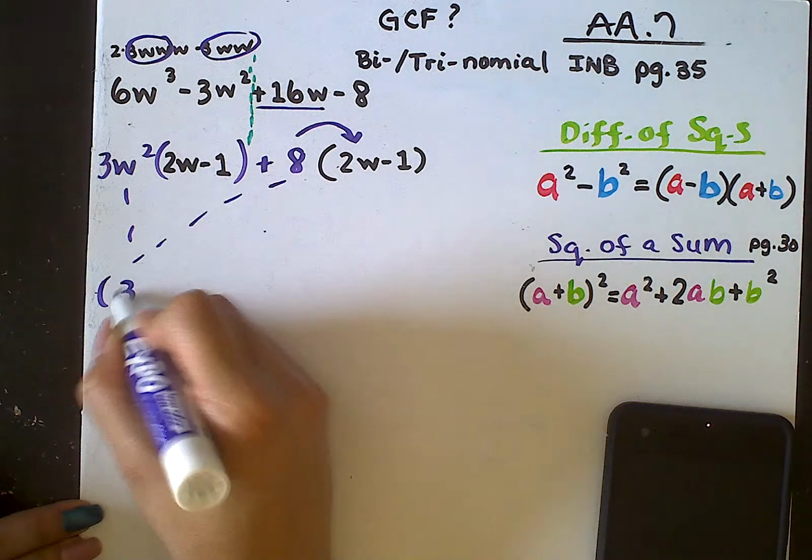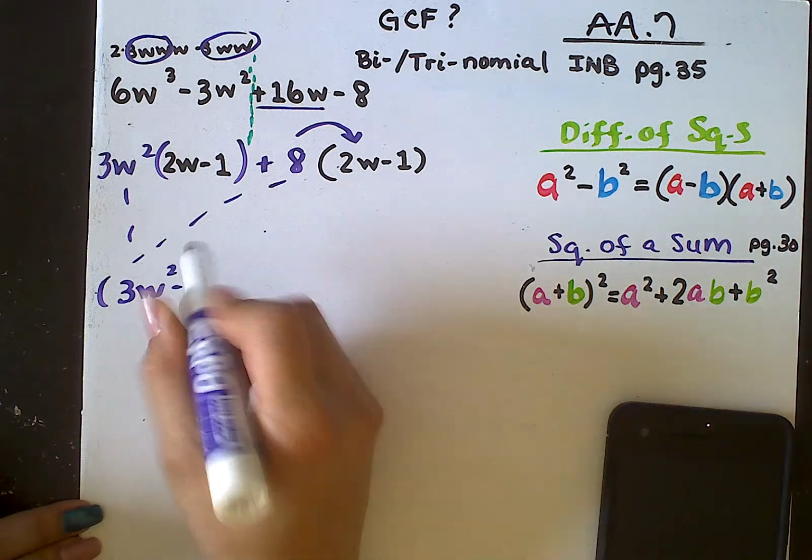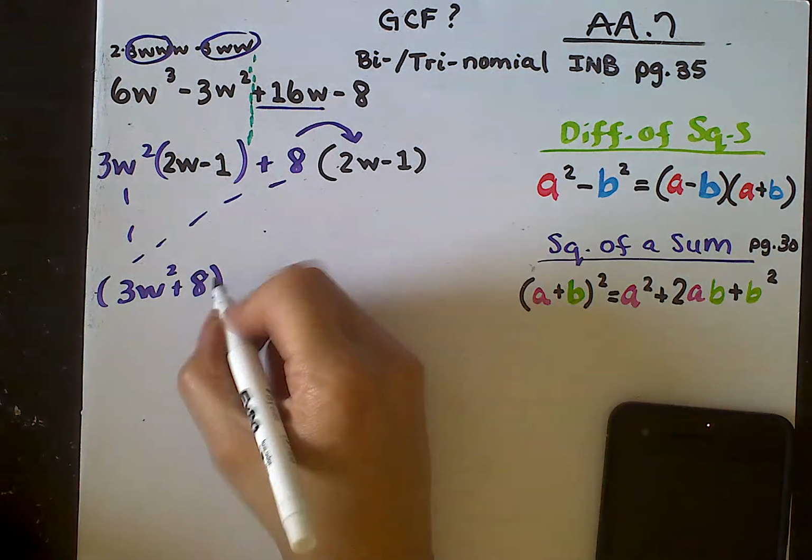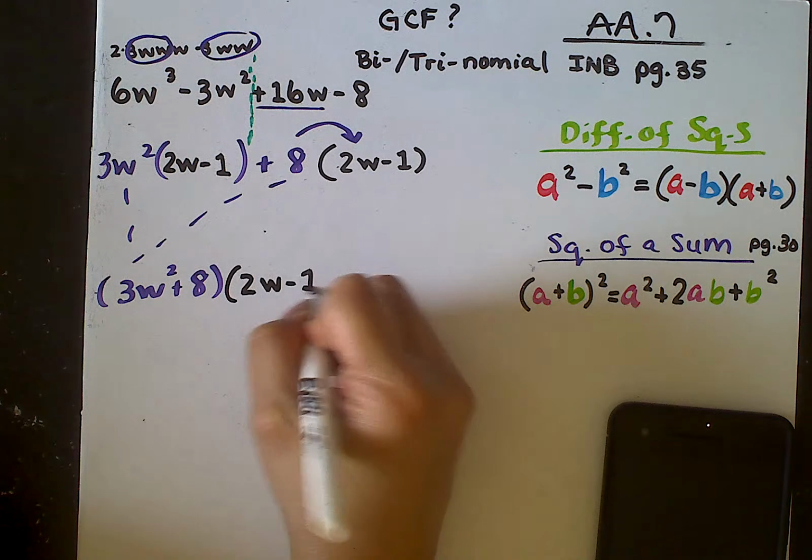So for it being a little bit more difficult, it wasn't that bad. As long as I write it correctly, my goodness. 2w minus 1.